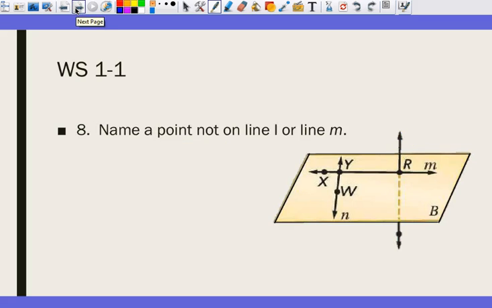Next one. Name a point not on line L, which is right here, and not on line M. Yeah, there's only one point right here, W. All right, any questions on your homework? All right, last freebie homework. Moving on.